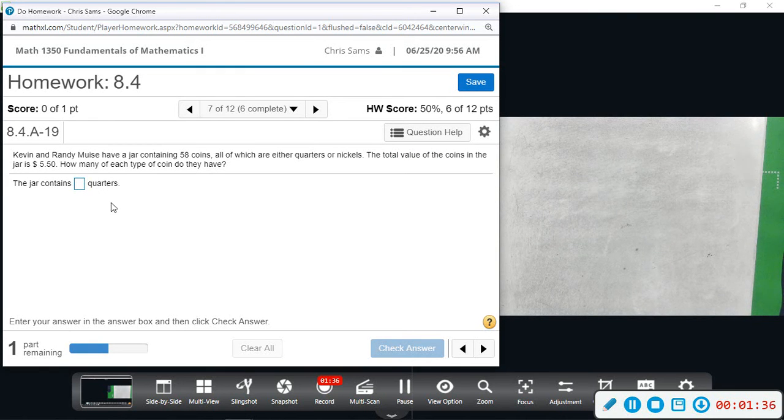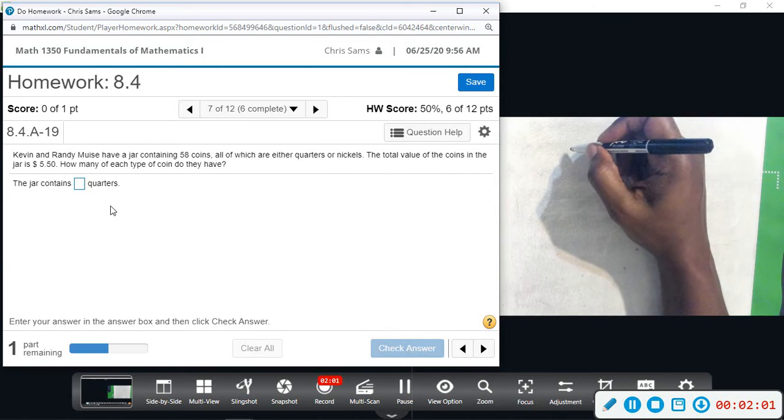And then number 7, it says Kevin and Randy have a jar containing 58 coins, all of which are either quarters or nickels. The total value of the coins is 550. How many of each type of coin are there? Okay, so we're going to need 2 equations because we have 2 things we don't know.